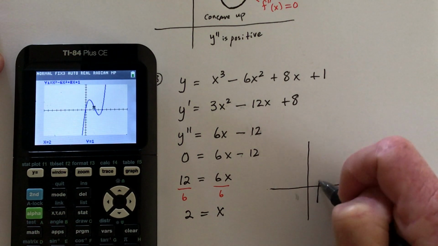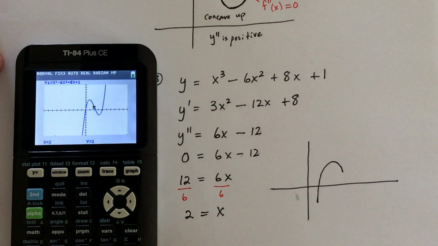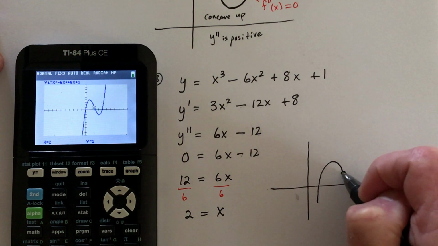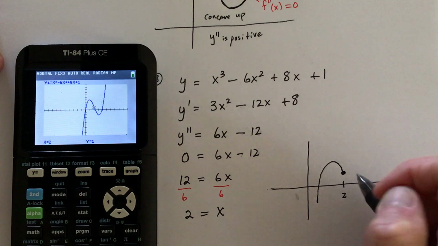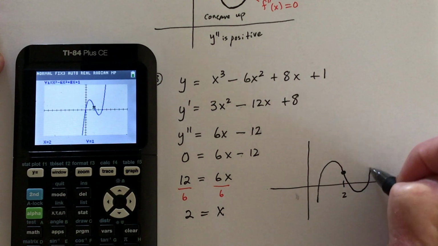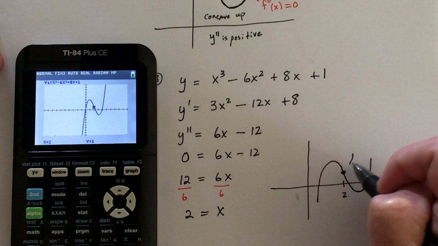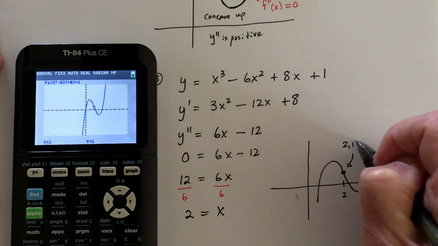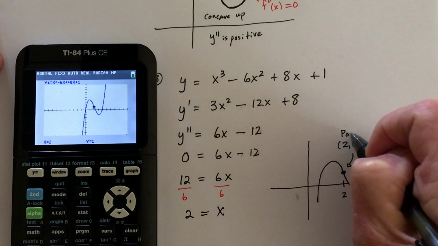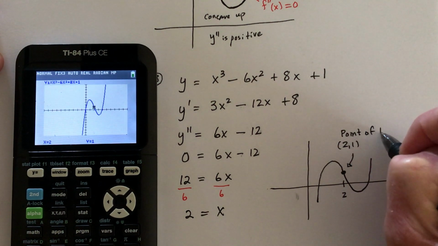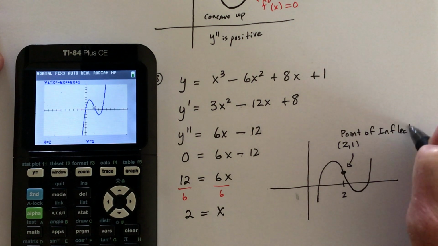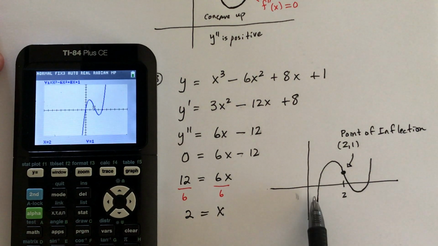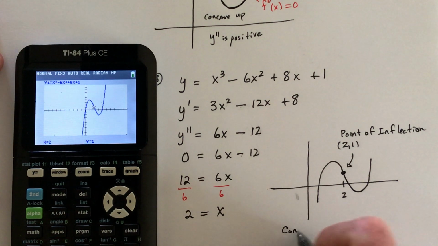So basically this part is concave down. Then this is where x equals 2. And then this part is concave up. And the actual point where that happens, which is (2, 1), is called the point of inflection. So where it's changing from concave down to concave up, or the other way around, that's called the point of inflection.